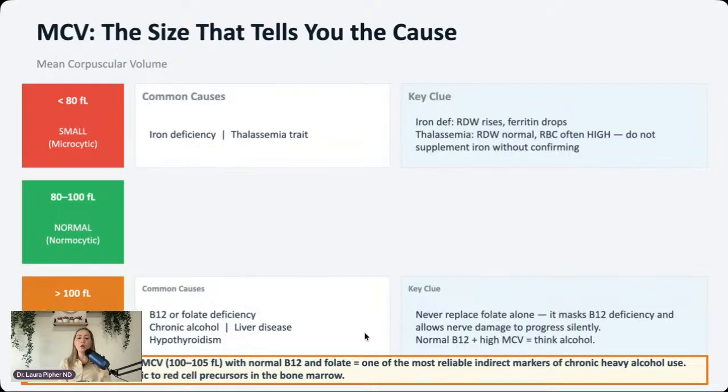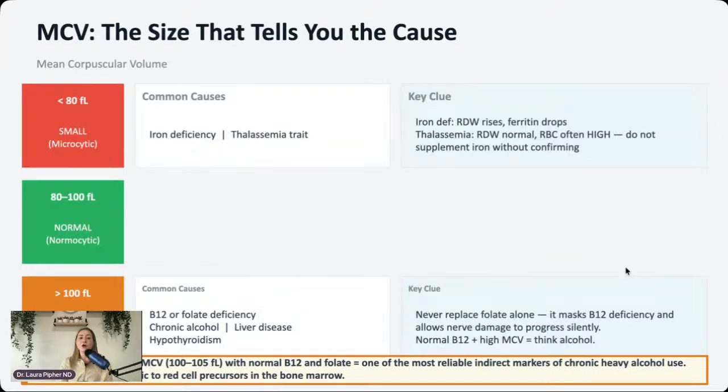Then we look at normal. So if you had a normal sized red blood cell, obviously normal is normal, but normal with low hemoglobin usually means something's affecting the production rate. So this can be something like kidney disease, chronic illness, or bleeding. So basically the size is fine, but there's not enough cells being made. So it's important to look at everything in relationship to one another.